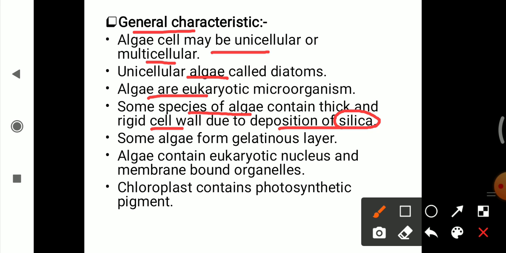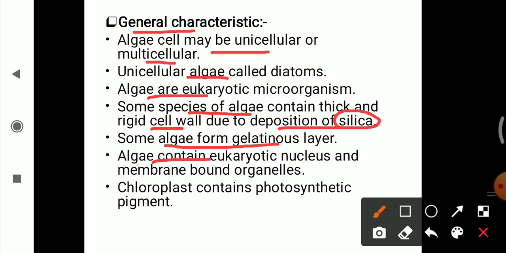Mostly the cell wall of algae is made up of cellulose, hemicellulose or pectin. But some species have a thick and rigid cell wall due to the deposition of silica. Some algae form a gelatinous layer, which means they form a gummy or sticky layer wherever they grow.